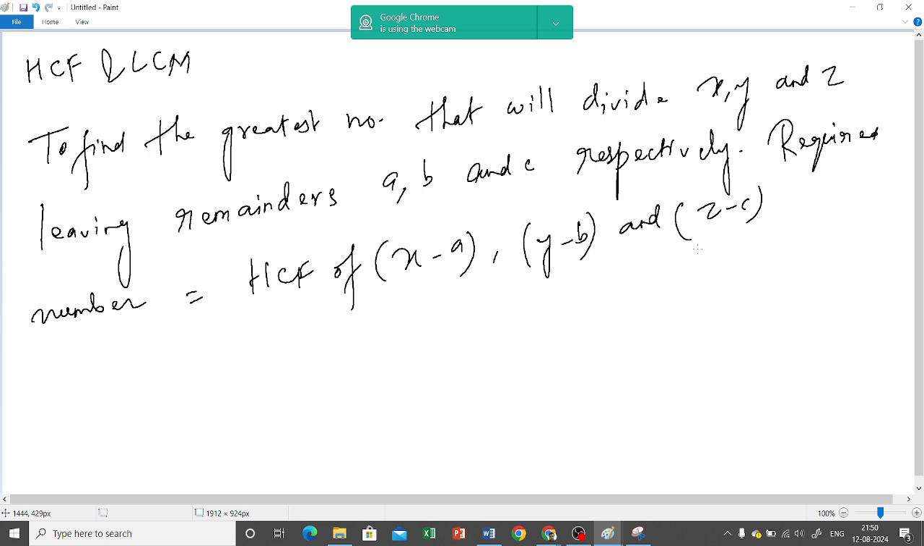Okay, I am telling the sum. Find the greatest number that will divide. Remember, whenever it is asked greatest number, HCF. Whenever it is asked find the smallest number that is divisible, LCM.